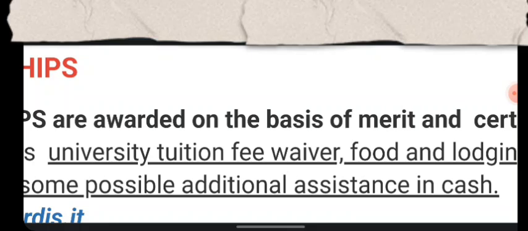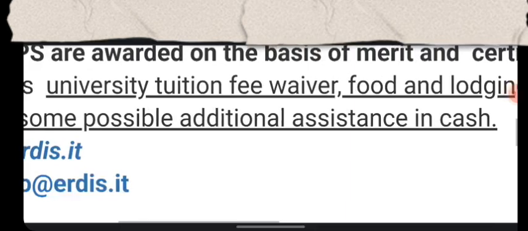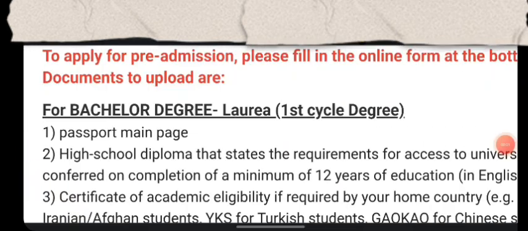Scholarship is going to waive your tuition fee. It's also going to give you food and lodging free of charge in the students' residence, and also food from the canteen for free.